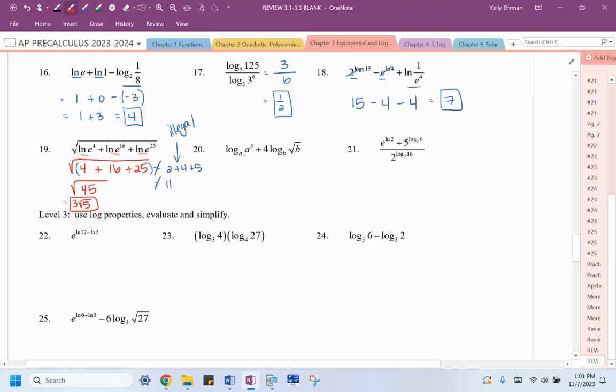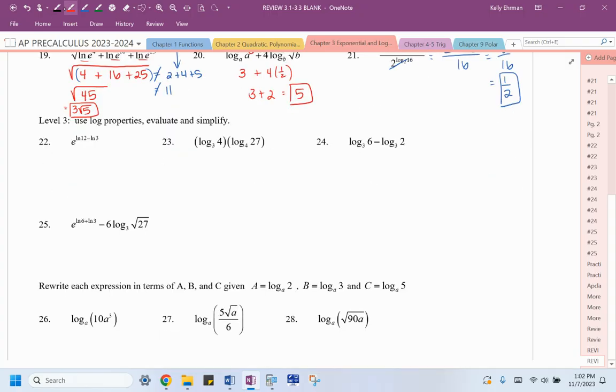Okay, next one, log base a of a to the third. If the base number matches the result, then there's no work to do, it's just 3. This is 4 times log base b of square root of b, 4 times 1/2. 3 plus 2 is 5. For this one, e to the natural log of 2 is 2. 5 to the log base 5 of 6 is 6. 2 to the log base 2 of 16 is 16. 8 over 16, I want you to reduce as 1/2.